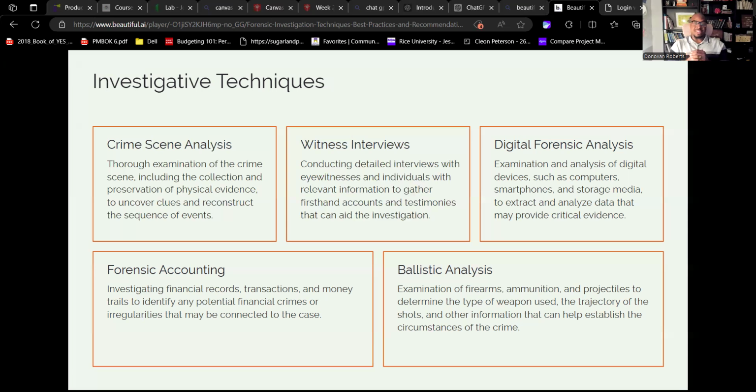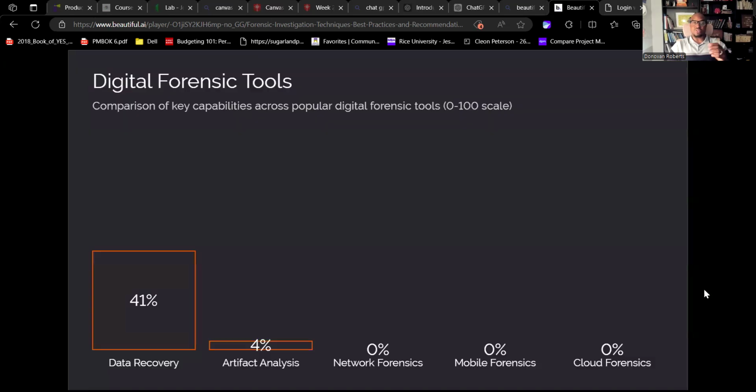Of course, the main focus here is digital forensic analysis, going over computers, smartphones, storage media, and also forensic accounting, investigating financial records of transactions. All of the money stuff nowadays is digitalized, so that to me falls under digital forensics as well. And then ballistic analysis, of course, is a little out of the scope of today's topic, but again, that is important as far as the investigation goes.